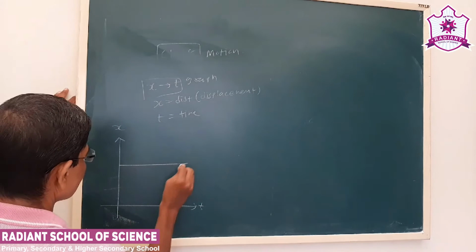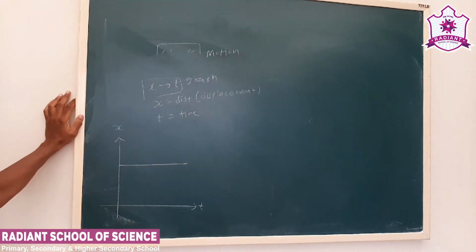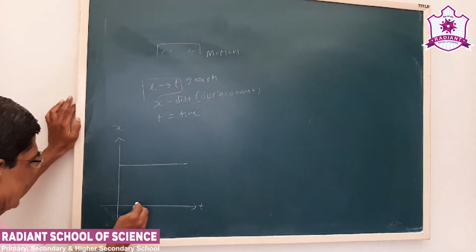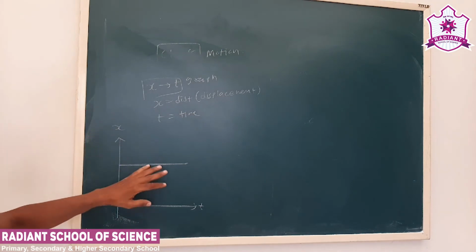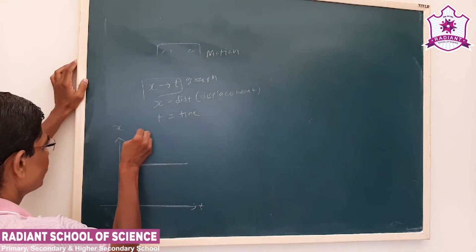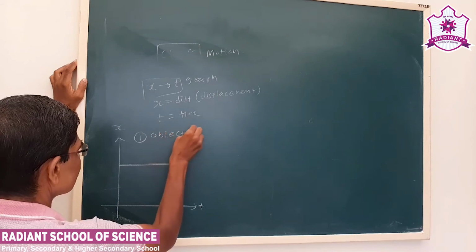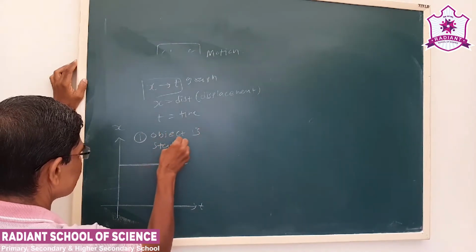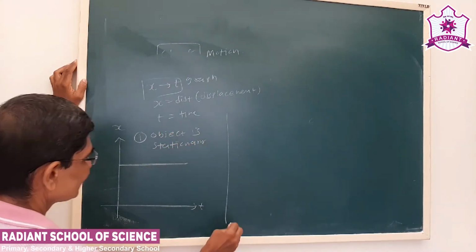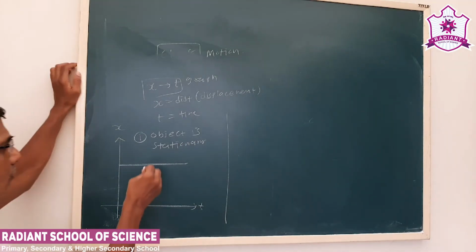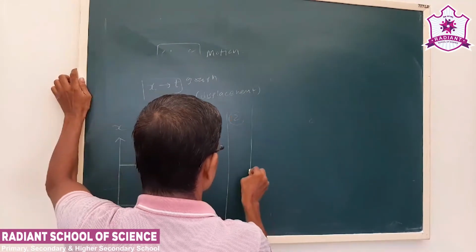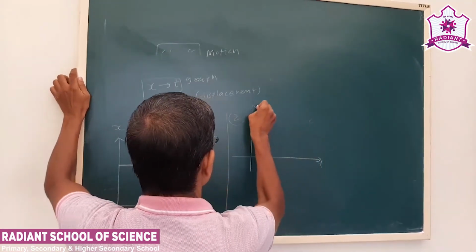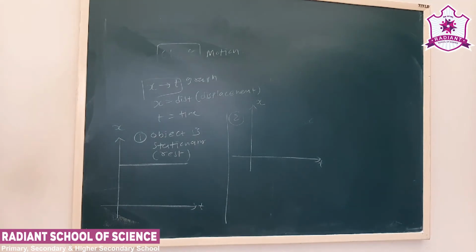Suppose when you are sitting in a class, the time has changed, but position does not change. That is, the object is stationary. First graph: the object is at rest. Second graph: x versus t graph.